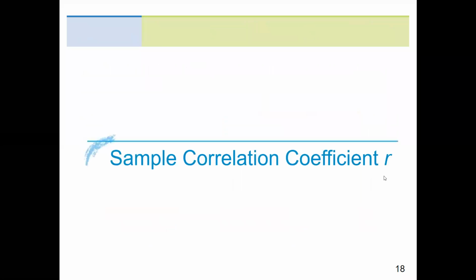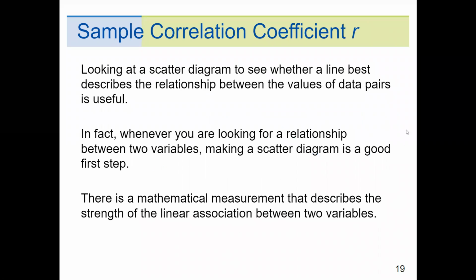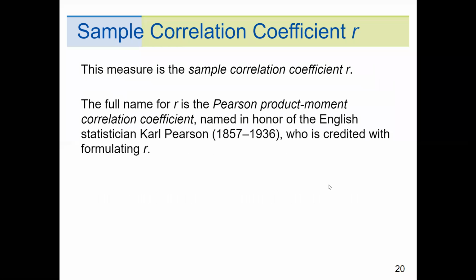All right, sample correlation coefficient R. Looking at the scatter diagram to see whether a line of best fit describes the relationship between the values of data pairs is useful. In fact, whenever you are looking for a relationship between two variables, making a scatter diagram is a good first step. There is a mathematical measurement that describes the strength of the linear relationship between two variables. This measurement is the sample correlation coefficient, R. The full name for R is the Pearson product moment correlation coefficient, named in honor of the English statistician Karl Pearson, who is credited with formulating R.